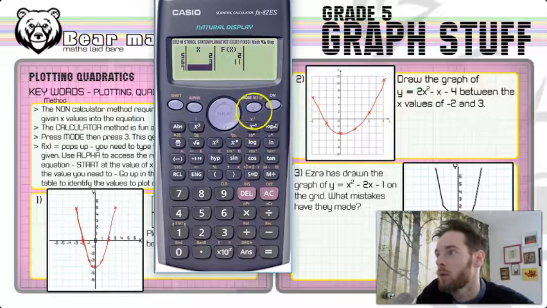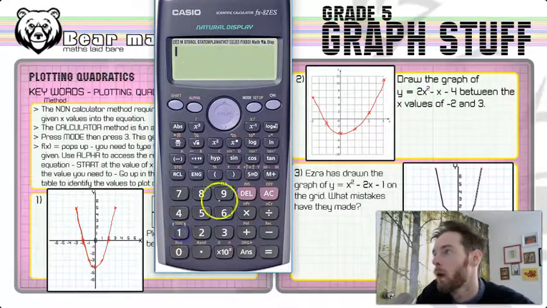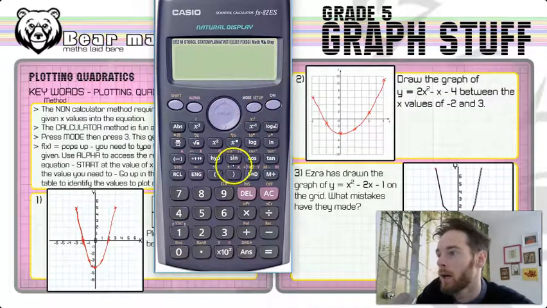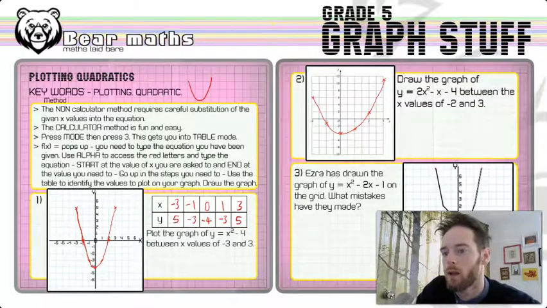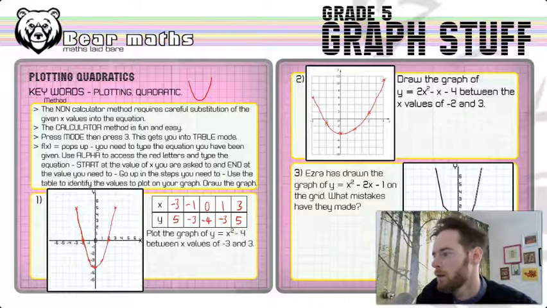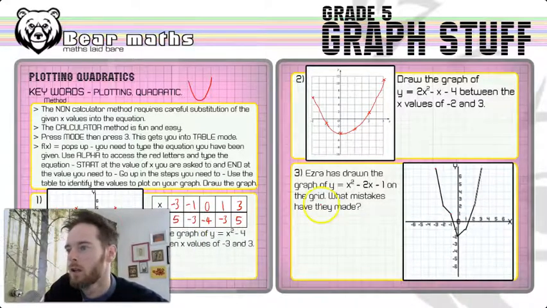Now, if we want to go back to normal mode, we just press mode and then 1. And that takes us back to our normal calculator mode. Hopefully, you'll find that useful. Right, moving myself over to the other side to do the last question.